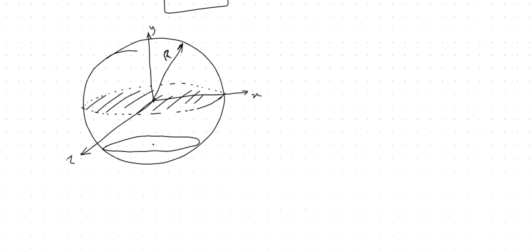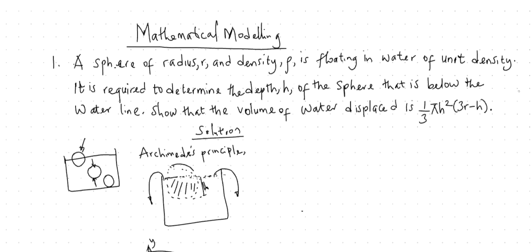Now let's go back to the question, because you have to understand the question before we try to attempt it. I'm going to read it again. The question says the radius is r, the density is rho, and it is floating in water of unit density. It is required to determine the depth h. As I've said, the depth h goes below the water line. This is what we call the water line.